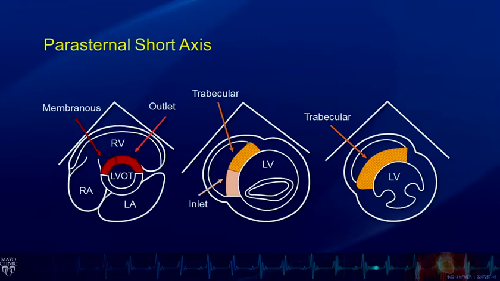As we scan towards the apex of the ventricle, we do capture inlet muscular ventricular septum and trabecular septum at the level of the mitral valve. As we scan further apically at the level of the papillary muscles, we see all trabecular muscular septum.